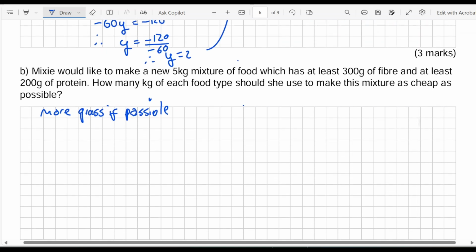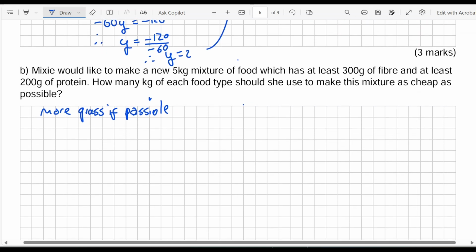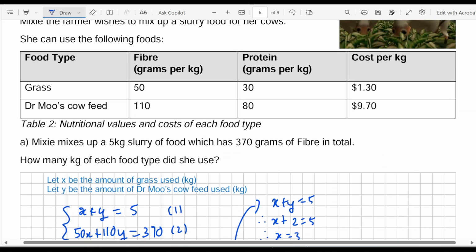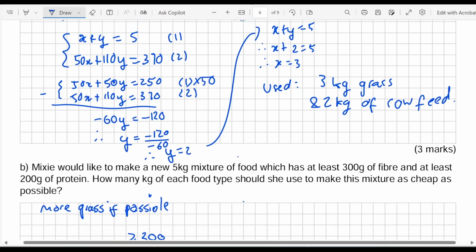Now, the x and y are going to be the same as before. Let's write out these two limits in terms of equations. So something has got to be greater than or equal to 300 grams of fiber. That would be 50x plus 110y.